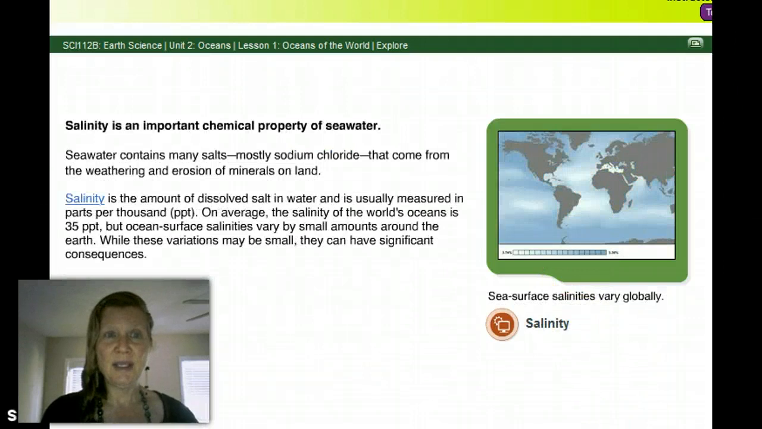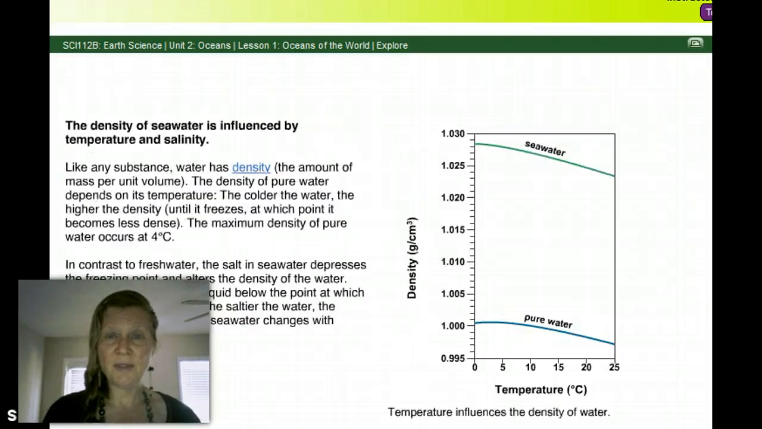Ocean temperature also varies with depth. Salinity is a very important component of water, and it refers to the percent of salt in water, usually measured in parts per thousand, or PPT. Generally, on average, this is an important number to remember: it's 35 parts per thousand. Different ocean surfaces vary in salinity, and those variations can have different consequences for the type of life present.